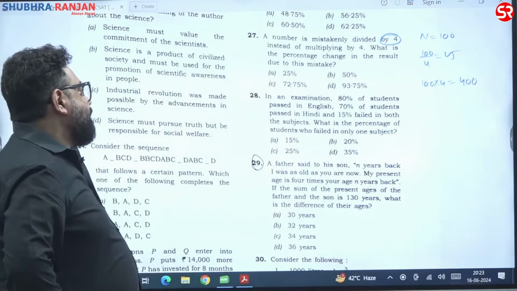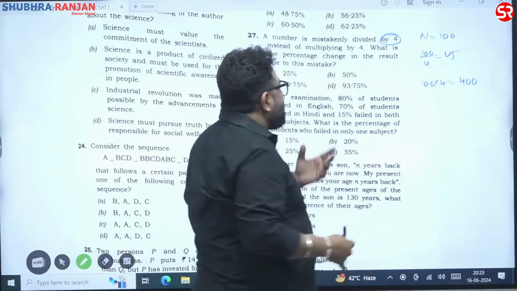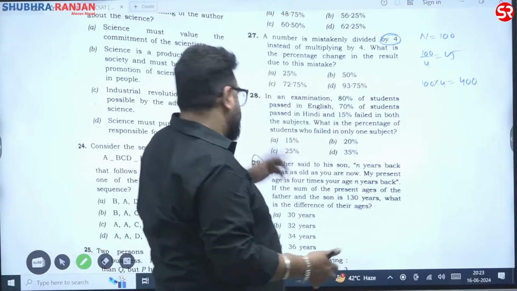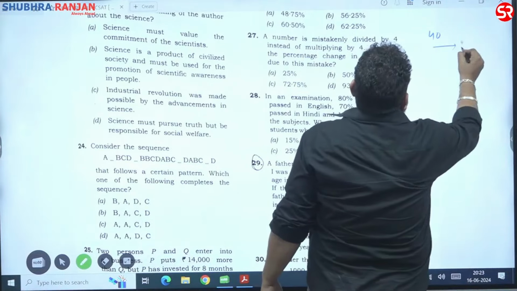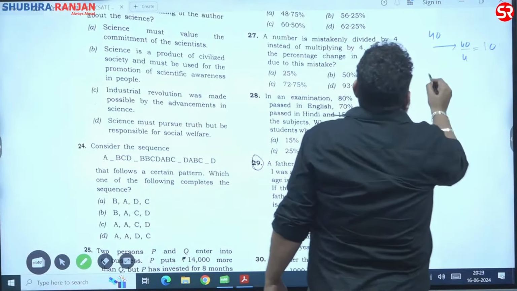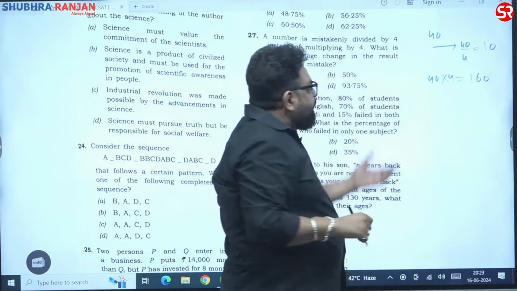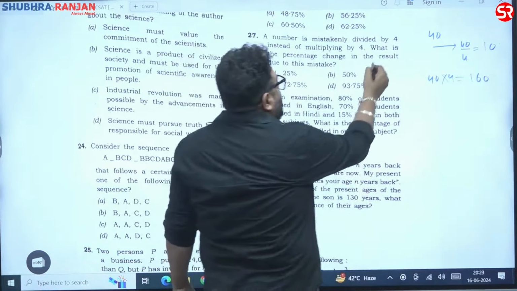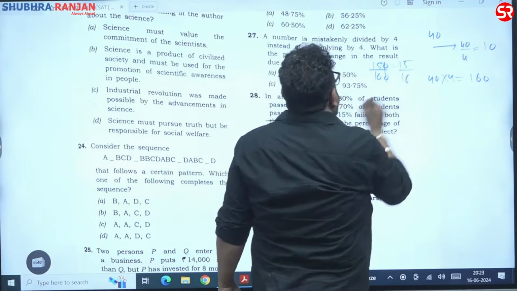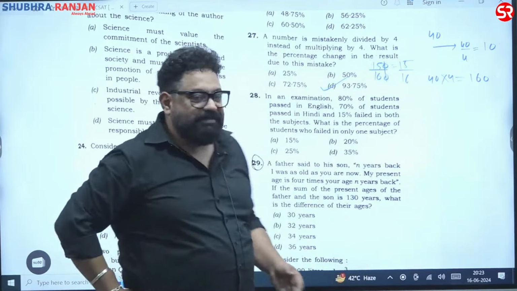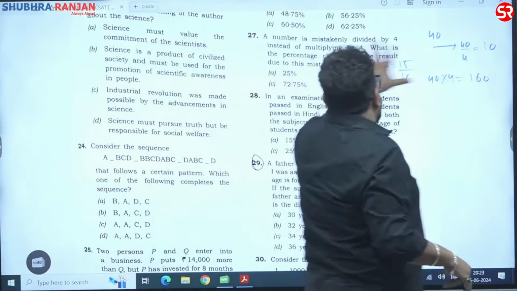What percentage change is this? So I say, what percentage result comes out to be, what percentage change? I'll give you a better thing. I say this was 40. So 40 divided by 4 comes out to be 10. Otherwise 40 into 4 was 160. So definitely there is a change of 150. So 150 by 160, which comes out to be 15 by 16. Again, 93.75%.